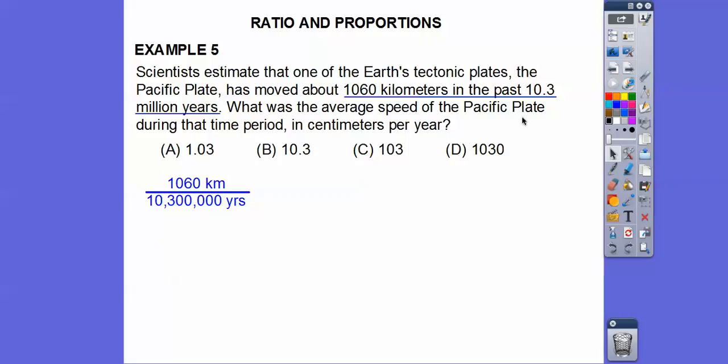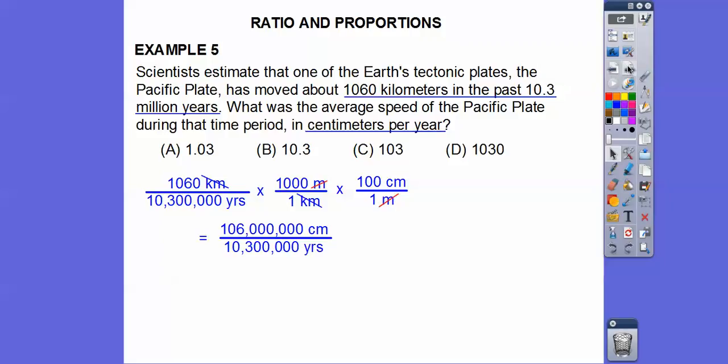All right, well, we know that there's 1,000 meters in a kilometer and there's 100 centimeters in a meter. So here, if we multiply it by 1,000 meters per 1 kilometer and 100 centimeters per 1 meter, here the kilometers will cancel. Here the meters will cancel and we'll be left with centimeters and years. So let's cancel those right there. Now we're left with just centimeters per year. So we're going to go ahead and multiply those numbers and we get 106 million over 10,300,000. Okay, and then we just reduce that and we get about 10.3-ish centimeters per year. Okay, that's how much those plates are moving per year.